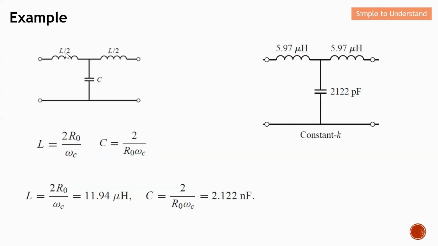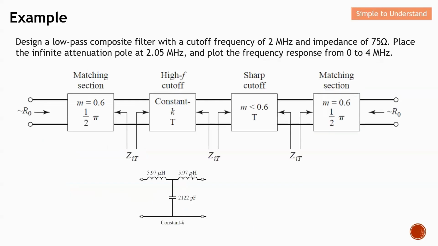Because this is L divided by 2, I need to divide by 2. Therefore, the inductor value will be equal to 5.97 microhenry. Since these two are the same, the C value will remain the same, which is 2122 picofarad, as you can see from here. So this is how we design the constant K. With this, we can easily replace this part under the constant K. So next, let's concentrate on this m-derived filter design.